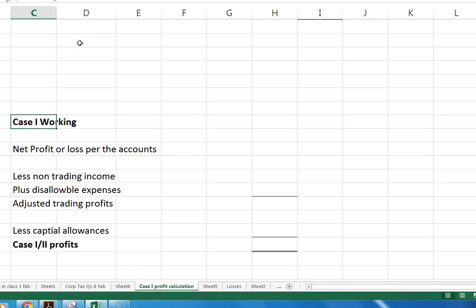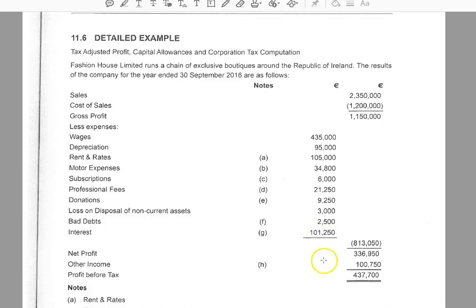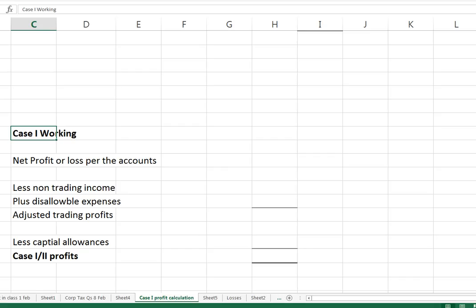So the standard working is like this. It's kind of our net profit. It's going to be longer though, but you start off with your net profit per the accounts. And in this example, the net profit per the accounts would be 437,700. So we just enter that in. And then we take away non-trading income. And then we add disallowable expenses. And that gives us the adjusted trading profits. So you'd have to add lines as you go through this.